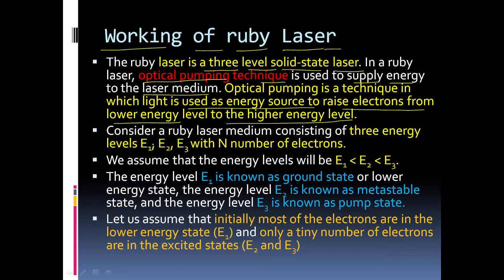To explain the working, we need three levels. Let us consider three different energy levels: E1, E2, E3, with n number of atoms. And the arrangement of these levels is in such a way that E1, E2 and E3 are in this order.